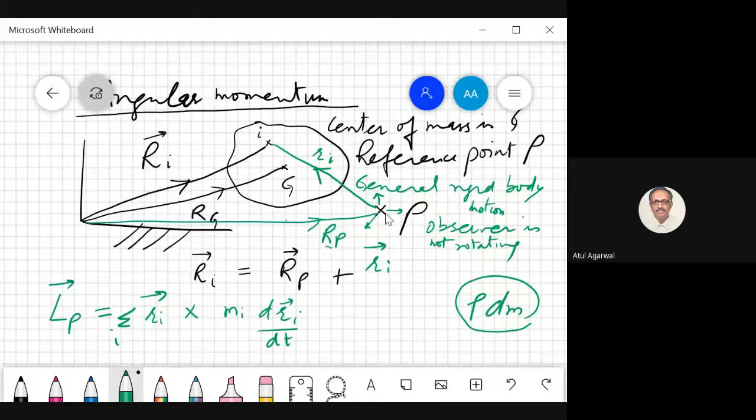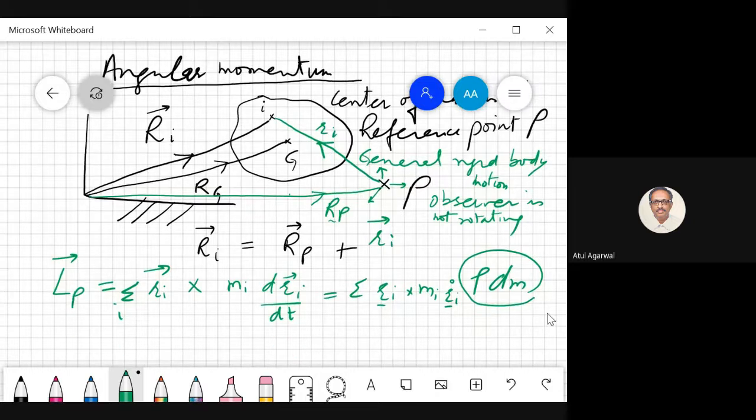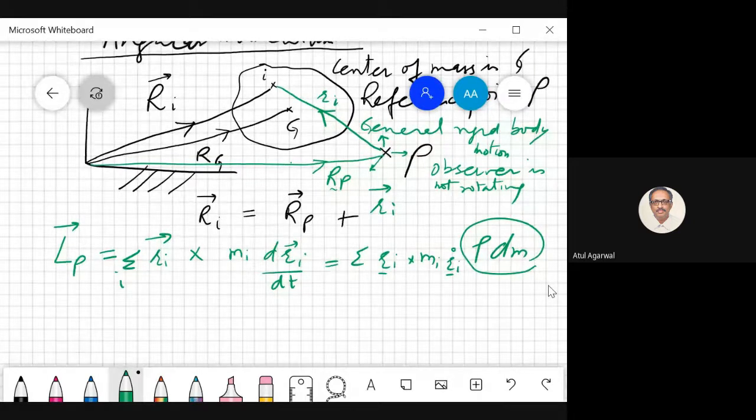Clear, sir. So instead of writing dri by dt, I will prefer to write ri cross mi ri dot. I see there is no problem. dri by dt is the same as ri dot.